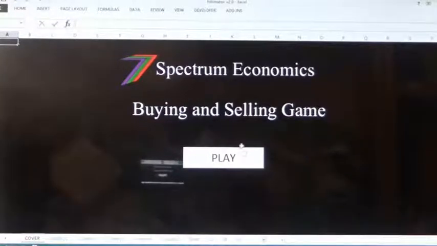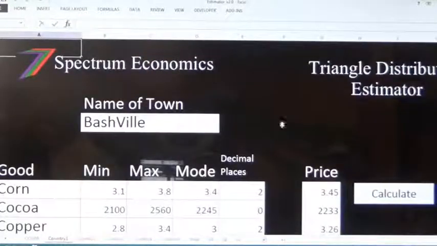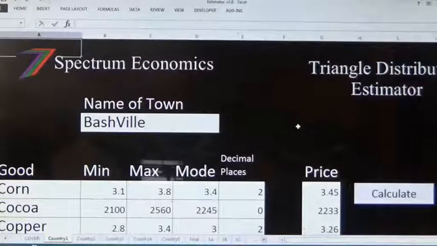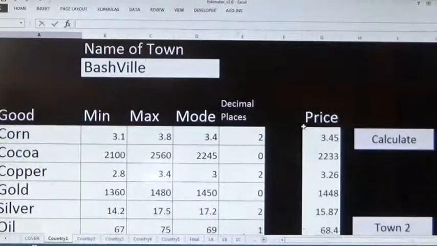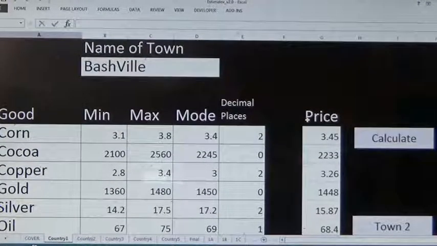So let's just go in and I'll show you how it works. Here we have an imaginary town. I call it Bashville. This is just an example. I might use this in one of the contests, who knows. And what we've got here is 6 goods: corn, cocoa, copper, gold, silver, and oil. And we have the minimum, maximum, and mode price. And this is used to go into the triangle distribution, which will determine our price.